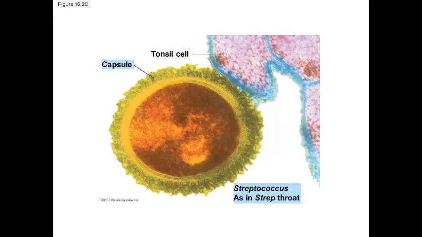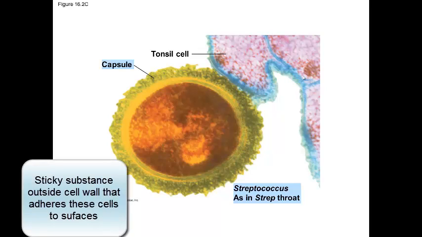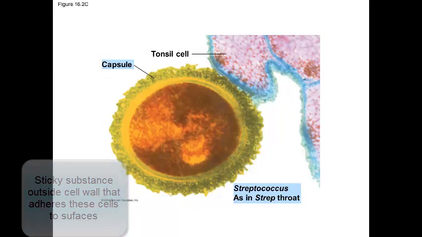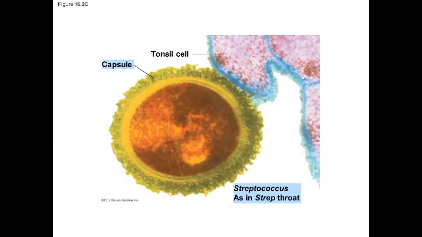The capsule is another structure that's associated with prokaryotes. The capsule here is a sticky substance that's found on the outside of the cell wall. Capsules are important because they allow the bacteria to adhere to surfaces. And in this example, we see Streptococcus attached to this tonsil and probably giving this person strep throat.